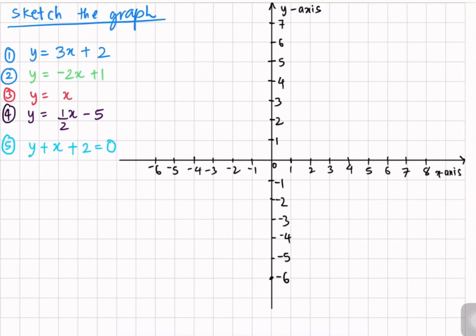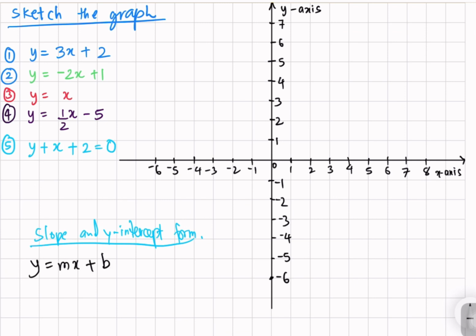Okay, how to sketch the graph. As long as it's linear, you can use slope and y-intercept form. So use the standard form, which is y equals mx plus b, where m represents your slope and b represents your y-intercept. As you know, slope is m equals rise over run. And y-intercept means where your y-axis is intercepted by the line.